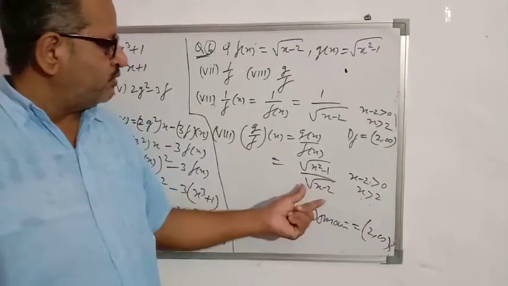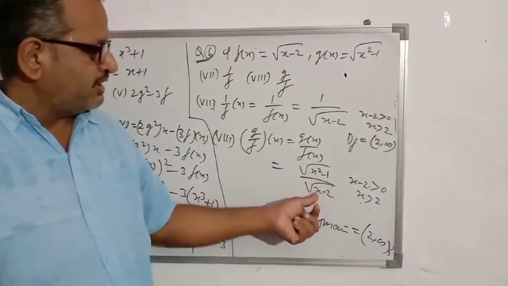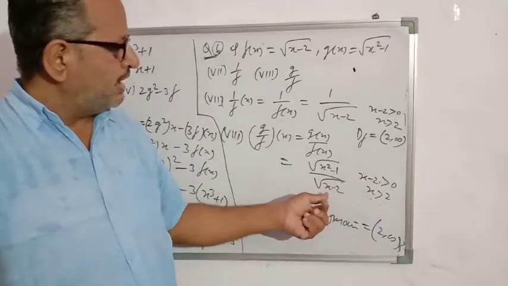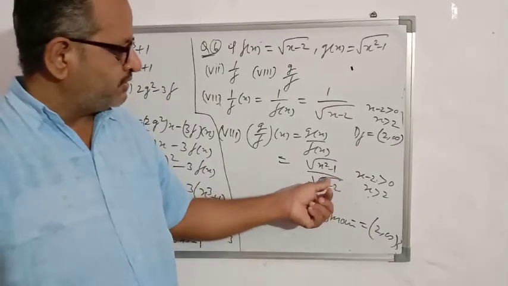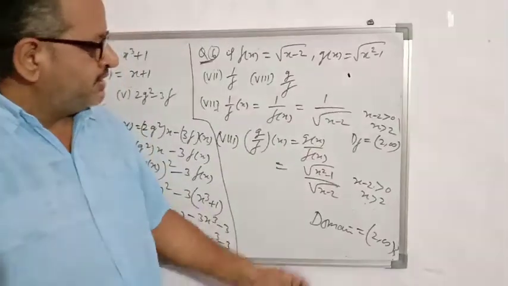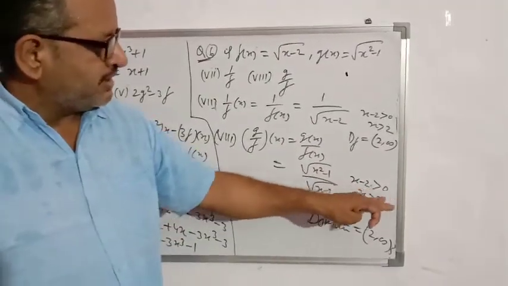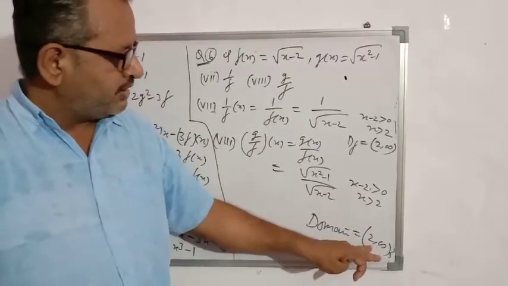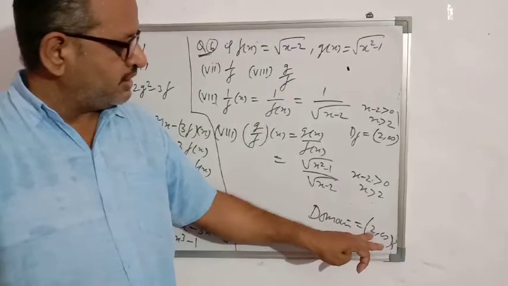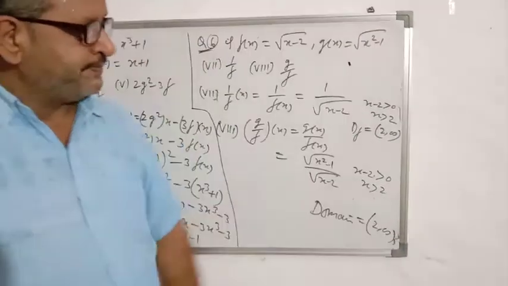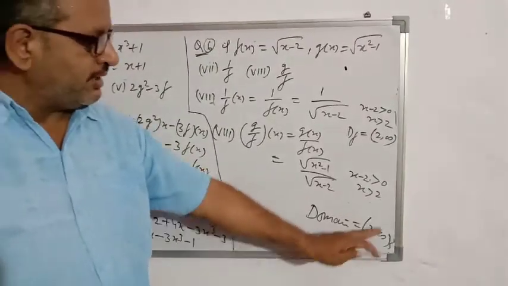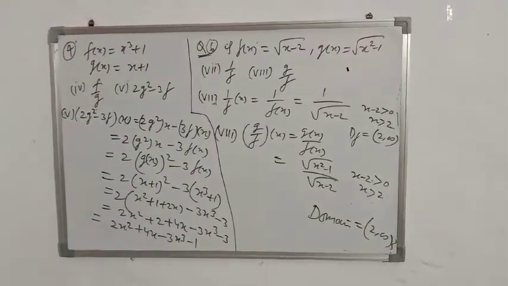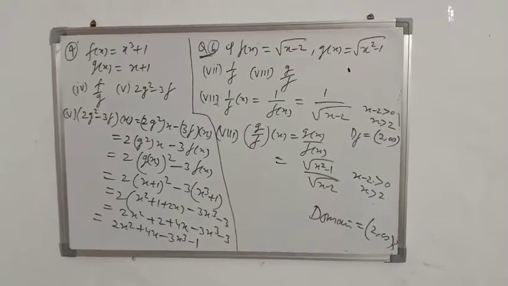Because for x less than 2 it is undefined. For less than 2 it will be negative, and we cannot take the real square root. And if x minus 2 is equal to 0, it will be undefined. So x minus 2 must be greater than 0, meaning x greater than 2. So the domain must be 2 to infinity, an open interval. 2 is not included here, that's why we have to use an open interval. So that was question number 4 and 6. We will see one more question.